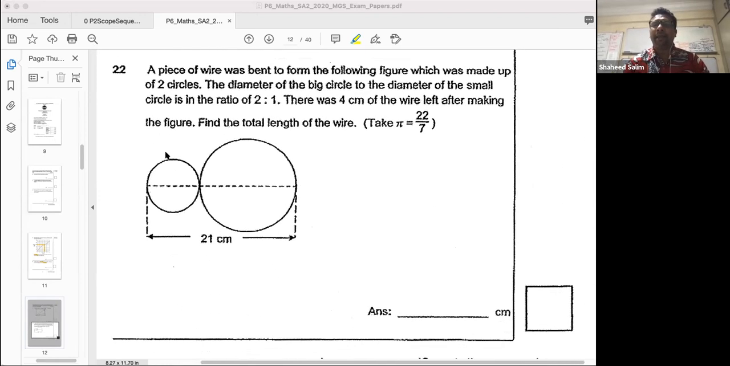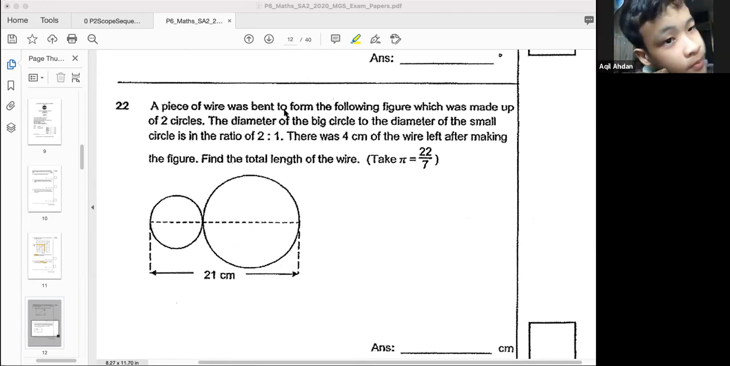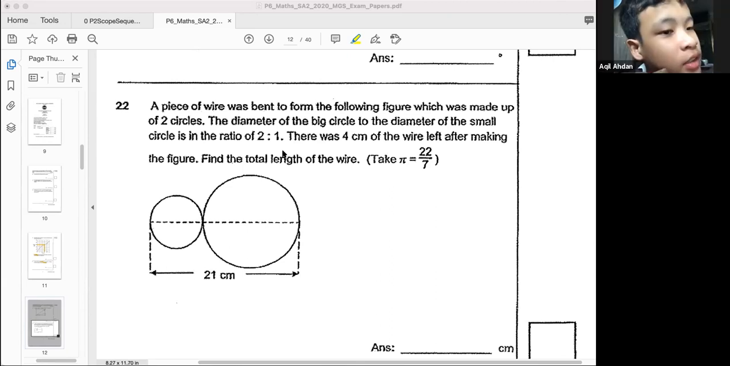This one lah, headache lah, this one. Find the total length of wire. The wire was bent to form the figure made up of 2 circles. Now I showed you this. Only the circle, right? Only the 2 circles, yes.